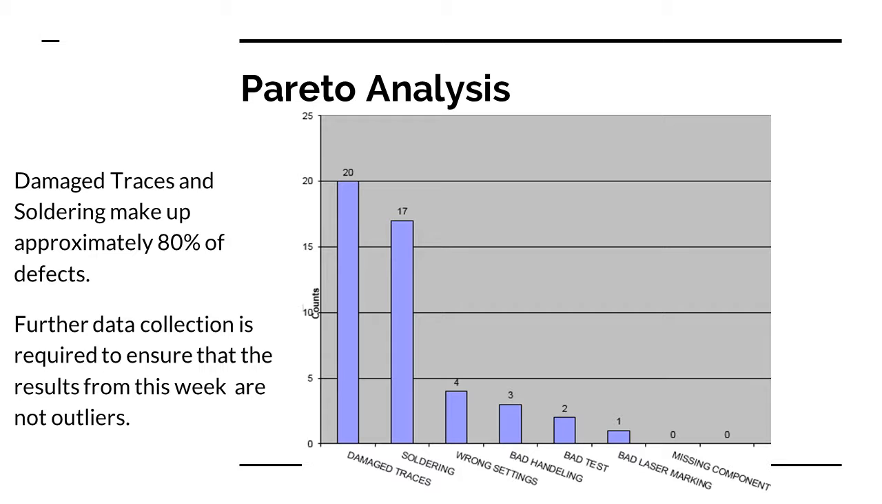We then took the data from the check sheets and developed a Pareto analysis. We determined from this analysis that damaged traces and soldering are major problems, composing about 80% of our defects. Furthermore, we're going to be collecting data for the next 52 weeks, just to make sure that this is not an outlier.